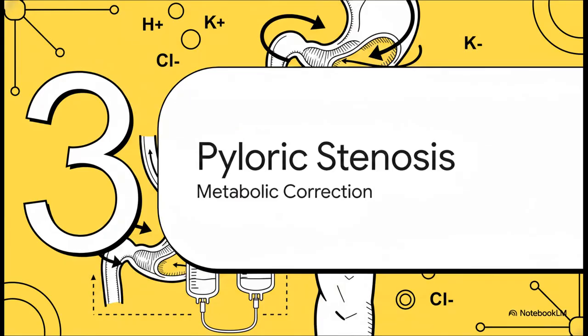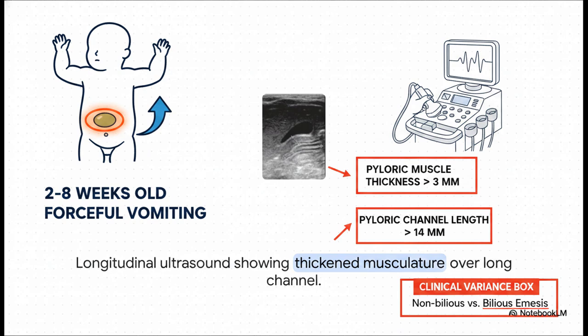All right, Module 3, Hypertrophic Pyloric Stenosis and the Metabolic Correction Rule. Now we're shifting from bilious ischemic threats over to the distinct profile of non-bilious progressive gastric outlet obstruction. Hypertrophic pyloric stenosis usually shows up between 2 to 8 weeks of age. You'll see forceful, non-bilious projectile vomiting right after feeds, often paired with a palpable olive-shaped mass in the mid-epigastrium.